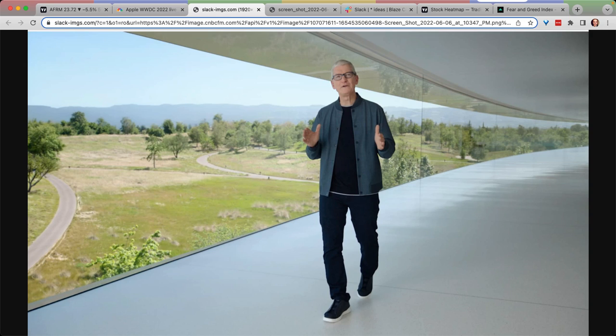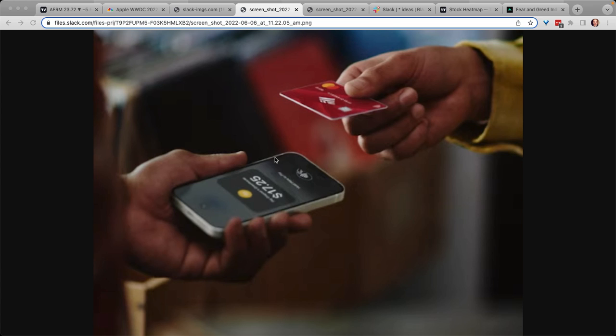All right, let me see if I can find this. Here we go. Here's the image I was talking about. A lot of people are familiar with tapping your card on a Square device. But something we learned about today is that you can now tap your credit card onto an iPhone, and that is like PayWave, where you can actually pay using your iPhone. You no longer require a separate device like a Square or something else.